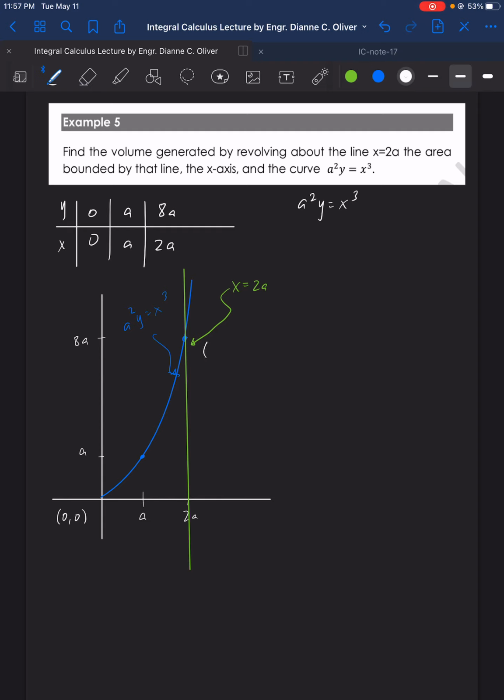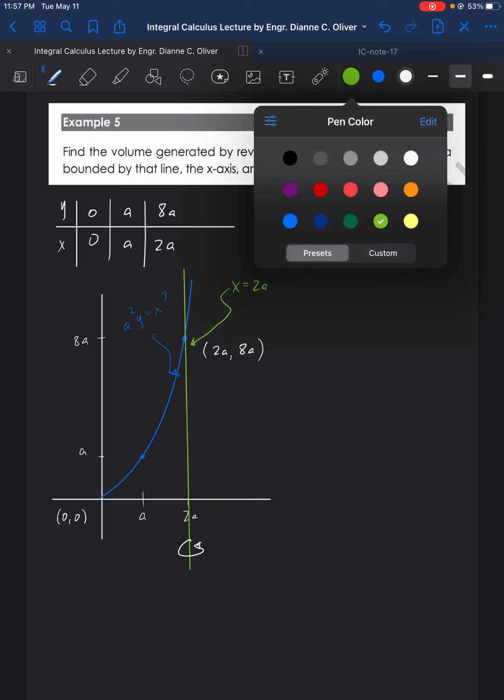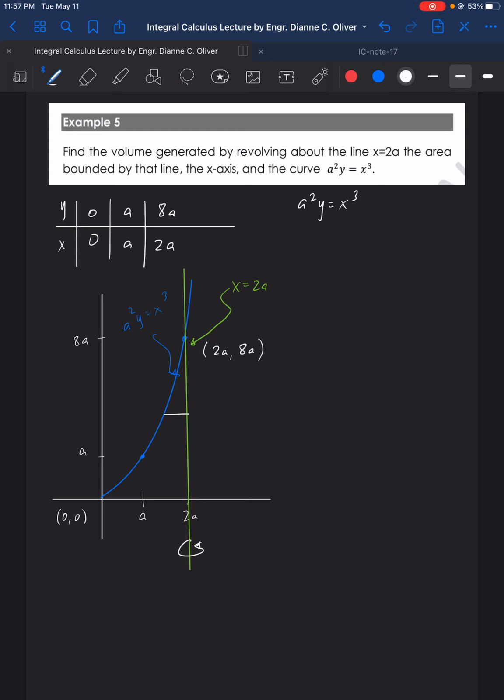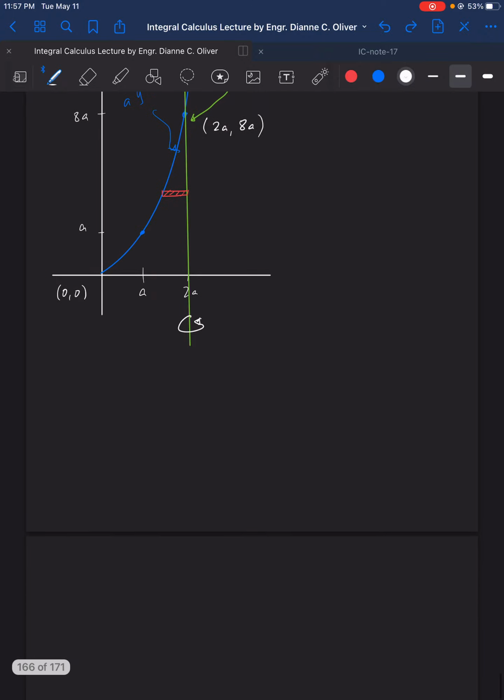So the point here is (2a, 8a). Okay. So if we are considering the line as the axis of rotation, so we are rotating it here. Let's take as an area strip the horizontal area strip. So we are considering the horizontal area strip rotating in the line x = 2a. Therefore, we are using the disk method.